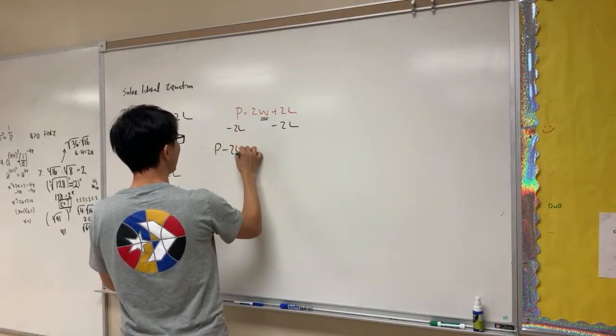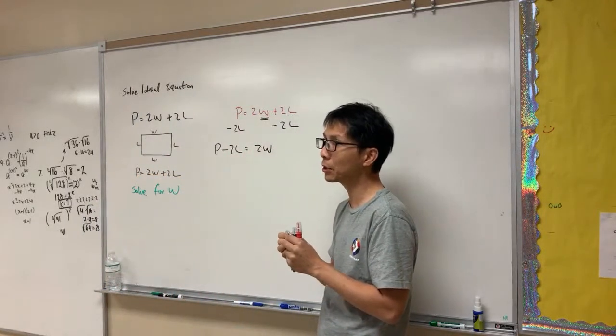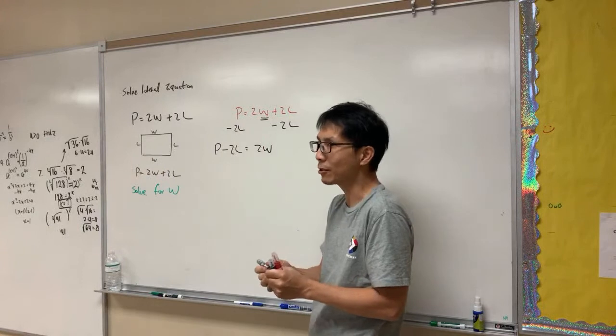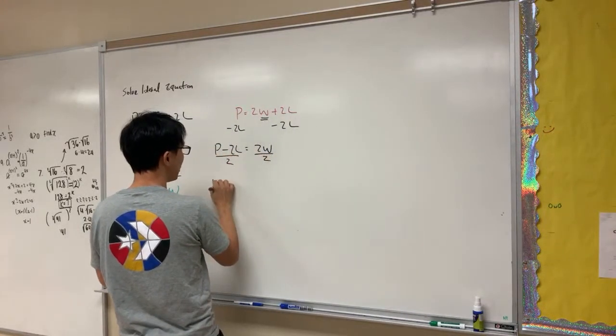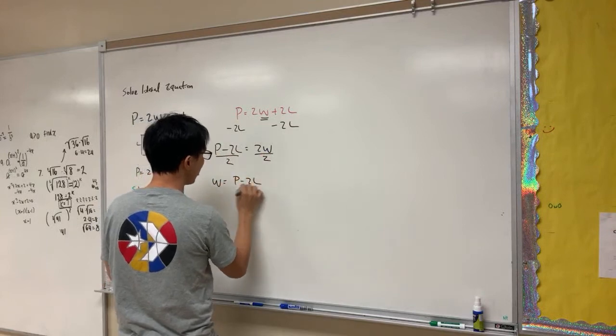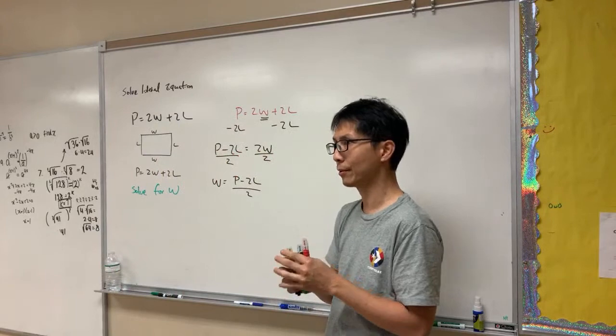P minus 2L equals 2W. Now what are we solving for? W, right? So what do I do? Yeah, you solved it. Yay. So W equals P minus 2L over 2. But sometimes they don't have this answer in the answer choices.